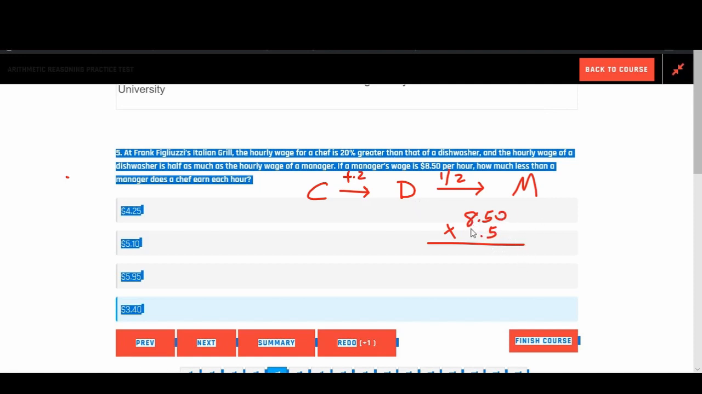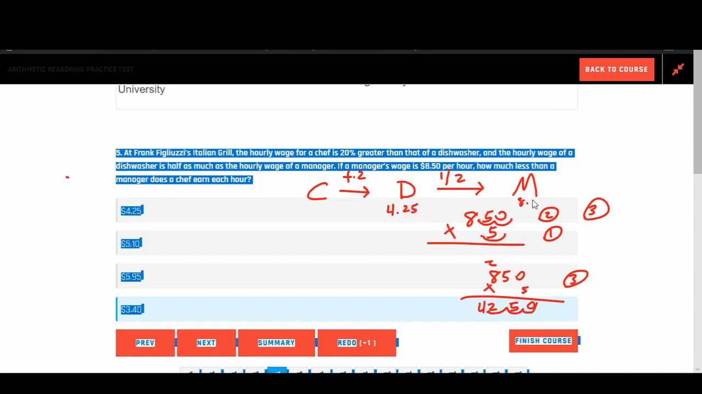So we're multiplying a decimal by a decimal. I'm going to shift this decimal twice to make 8.50 to be 850, and I'm going to shift this decimal just once. So in total, I shifted the decimal place 3 times. In reality, I'm doing 850 times 5, albeit with 3 decimals to add back in at the end. 5 times 0 is 0. 5 times 5 is 25. Carry the 2. 5 times 8 is 40, plus 2 is 42. Shift our 3 decimals back in. 1, 2, 3. So we know the dishwasher makes $4.25.